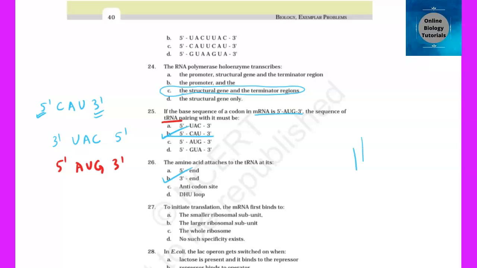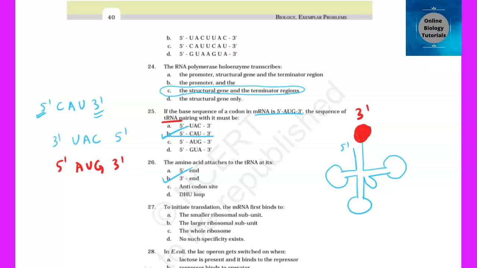I have explained in one of the videos also, this is 5 prime, this is 3 prime end, and this is the DHU loop, this is the anticodon loop, this is the variable arm, and the arm which I am drawing right now is the T psi C arm. Okay, so the amino acid binds at the place that is marked by red, and this is the 3 prime end.